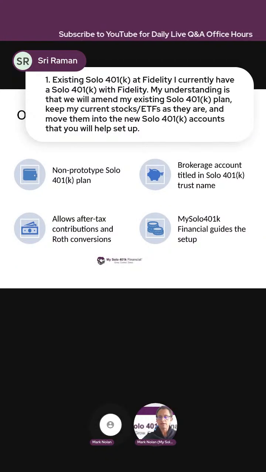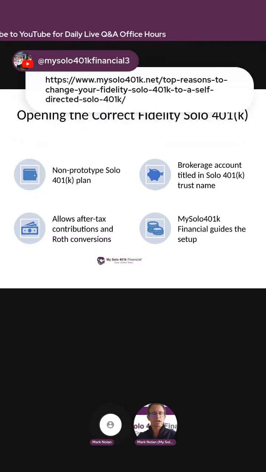But again, take a look at the link that I just shared here. There's that link there, which details the process in full. Now, when you complete our online application, you're going to want to list the original plan effective date of that existing solo 401k at Fidelity. That's one of the questions that we ask.